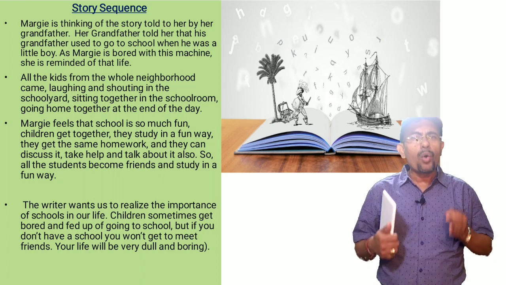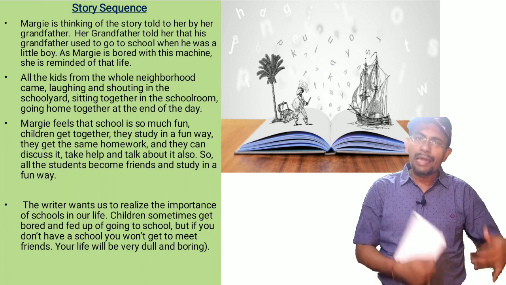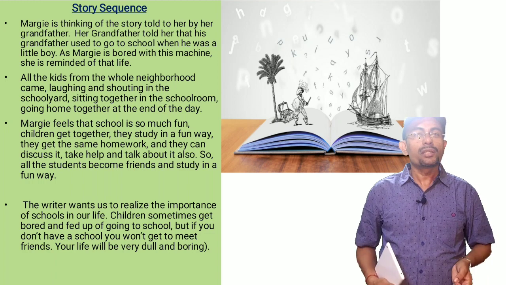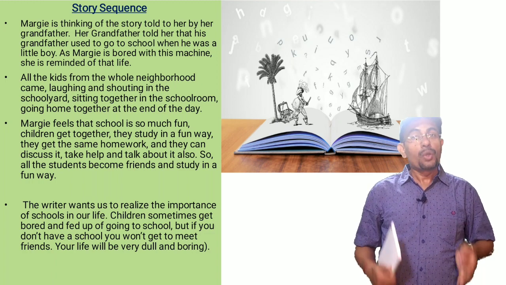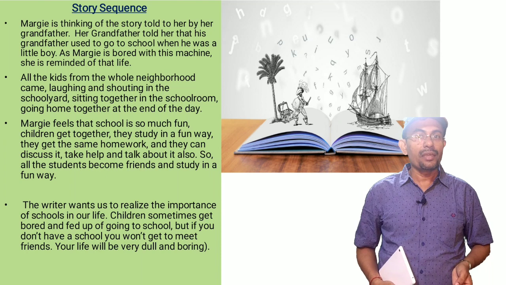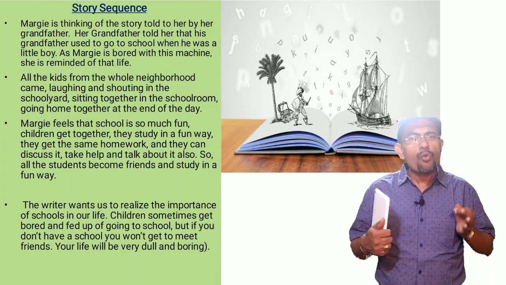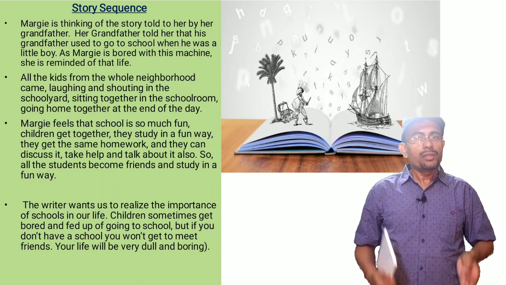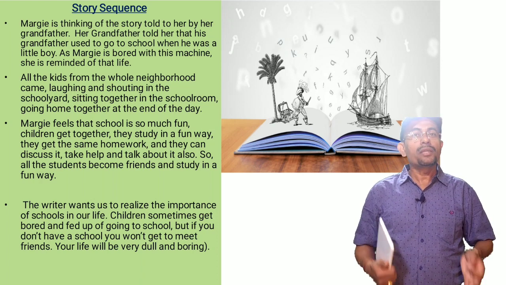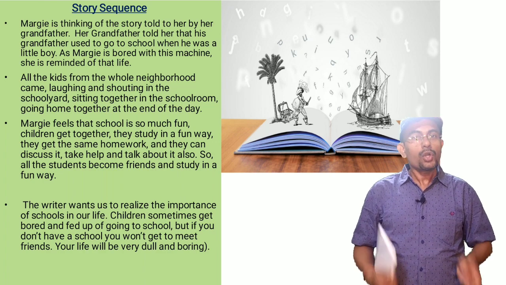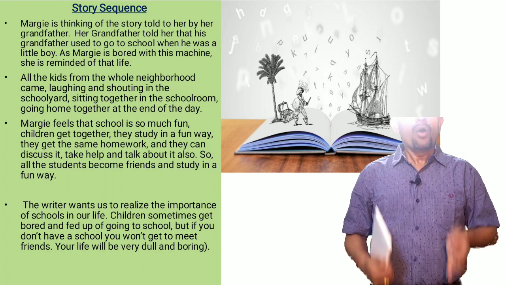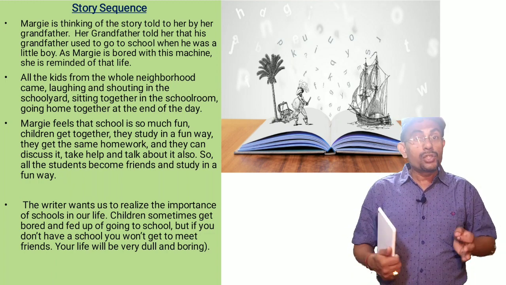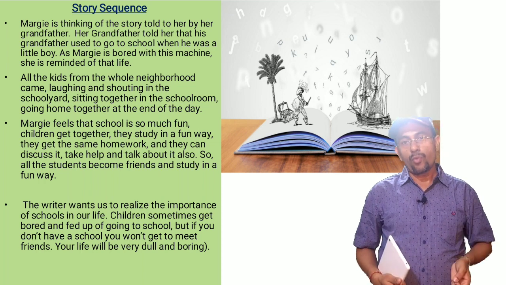All the kids from the whole neighborhood in ancient times came laughing and shouting in the schoolyard, sitting together in the schoolroom, going home together at the end of the day. Margie feels that school is so much fun. Children get together, they study in a fun way, they get the same homework, and they can discuss it, take help, and talk about it. So all the students became friends and studied in a funny way.